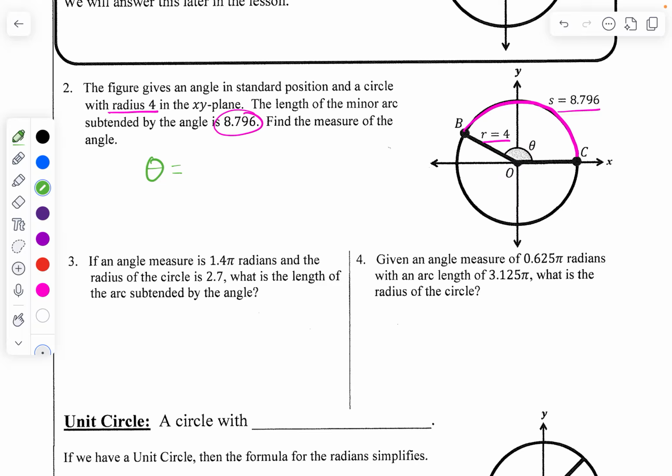So they're saying, hey, find theta. Well, we know theta is the arc divided by the radius. So in this case, the arc is 8.796 divided by the radius we said was 4. If I put that in my calculator, we get 2.199, and because it's an angle, we know that's measured in radians.